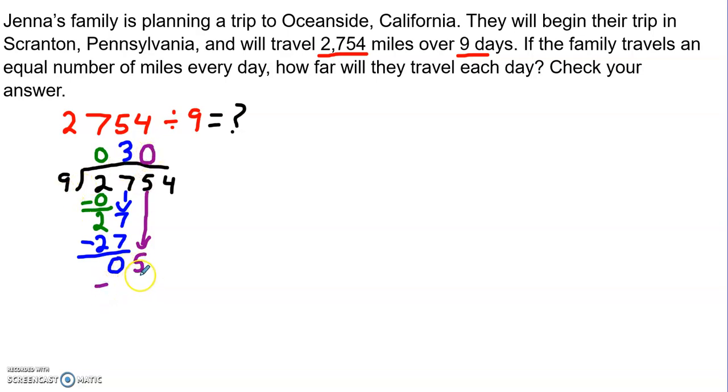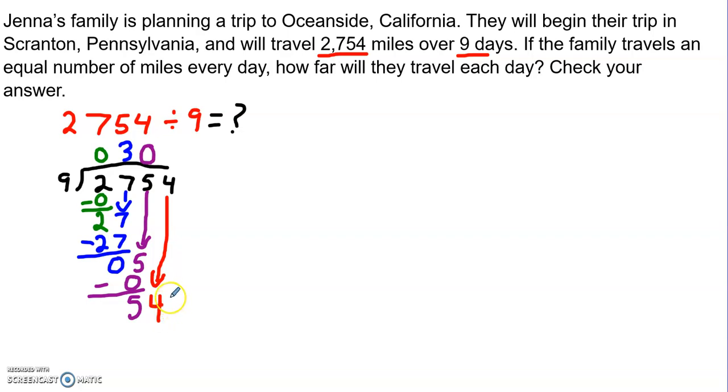And 0 times 9 is 0. So now I have 5 minus 0 gives me 5. I'm still not done because I have another number here. So I have to bring the 4 all the way down. Notice how I'm using the arrows so that I know exactly where I'm putting it.